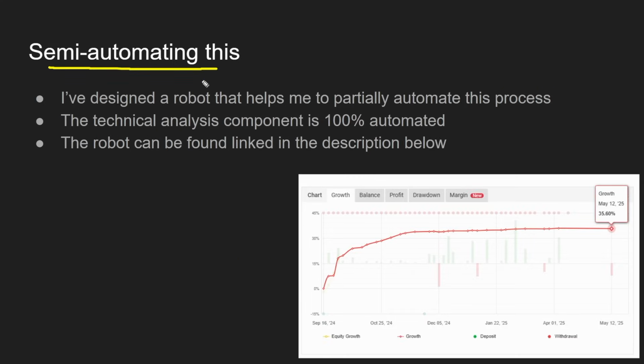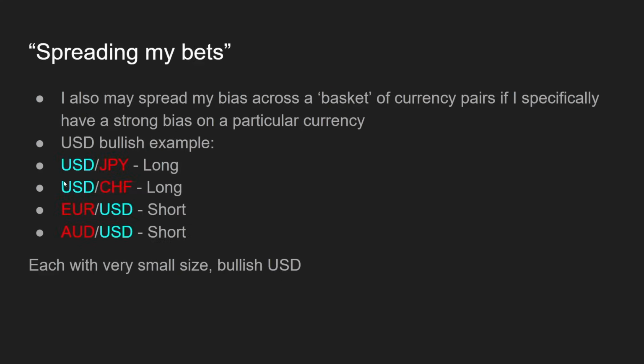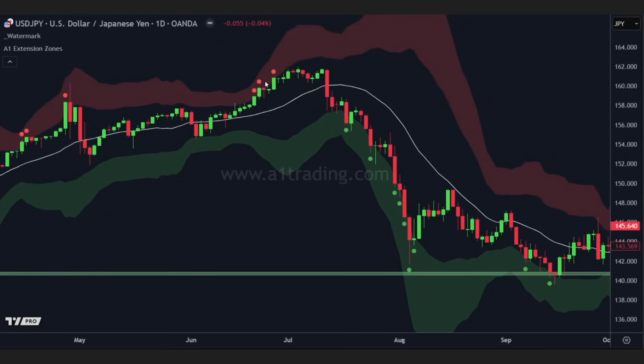I also wanted to make a quick note about something I've done, which is semi-automating this whole process. I mentioned that I've done automation with the fundamental analysis component, but also the technical component. I have built some pretty cool stuff with a trading robot that helps to partially automate this process. The technical analysis component is 100% automated. It is a full strategy and uses that indicator that we just showed a couple screens back. So if I go back here, it will short this area, cover here, buy here, look to cover back here. It's an automated technical component to this trading strategy.